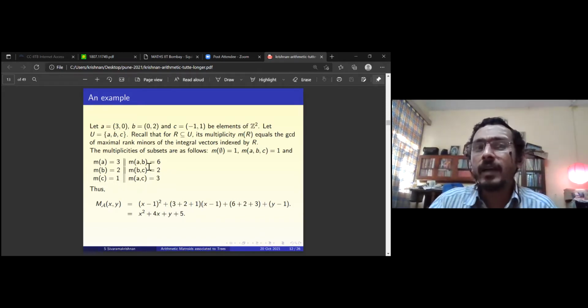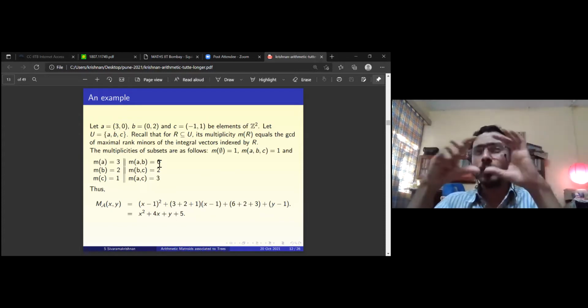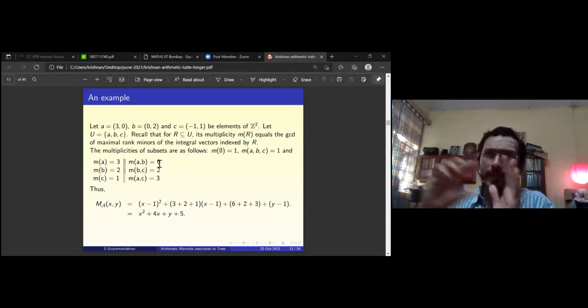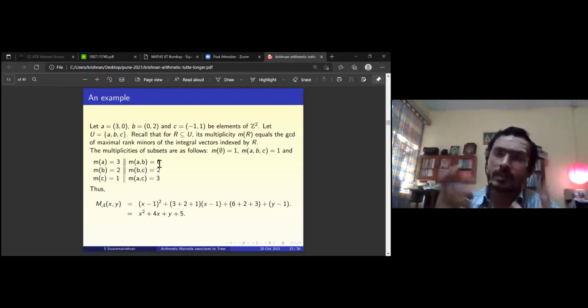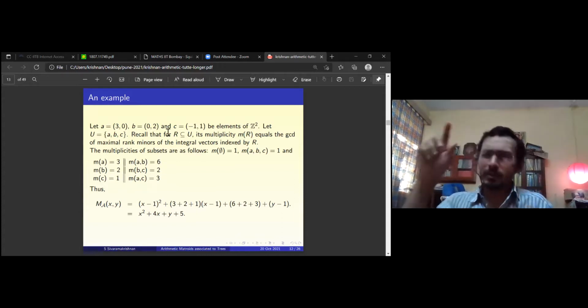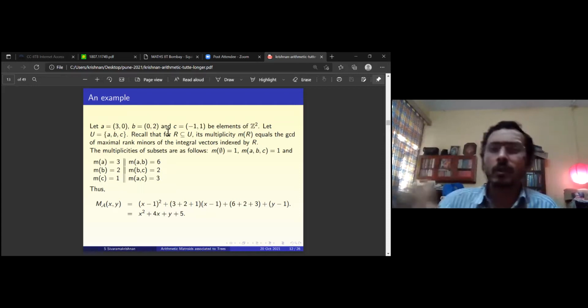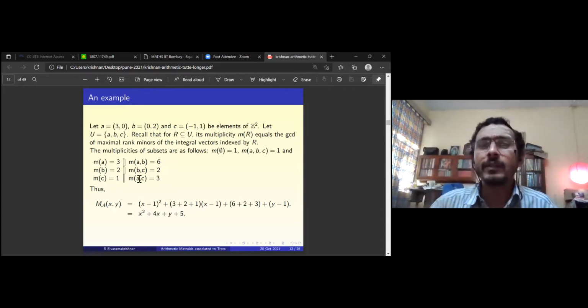Okay. And likewise, M of AB: if you look at it, these are all full rank. This means a 2 by 2 matrix with full rank, so essentially the absolute value of the determinant. So M of AB is 6, M of BC is 2, where BC is 0, 2, minus 1, 1. There's a 0 there, so only one cross term will appear in the determinant. And likewise, M of AC is 1, where AC is 3, 0, minus 1, 1.